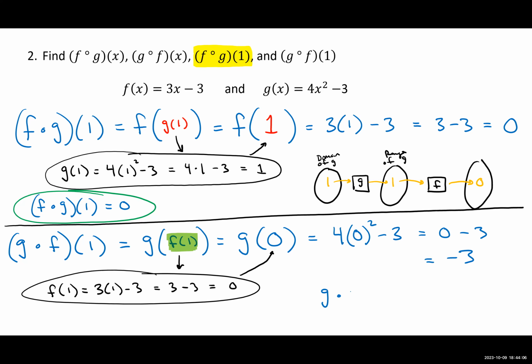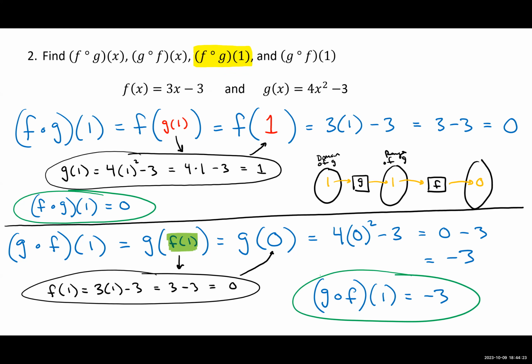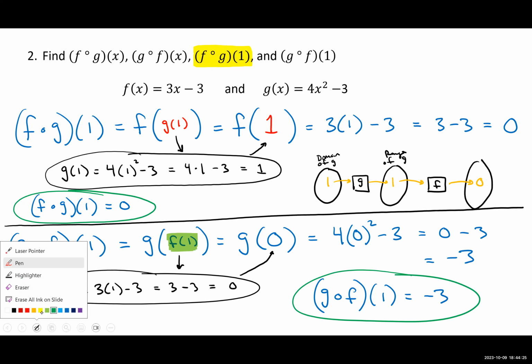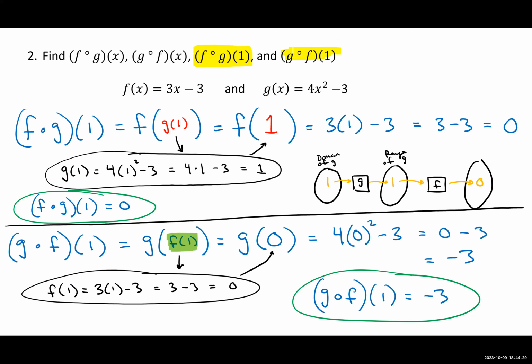So g of, make sure it's an open circle, because that's our notation for composition. G of f of 1 is equal to -3. So I'll highlight this up here, because we actually did both of these problems on this slide.